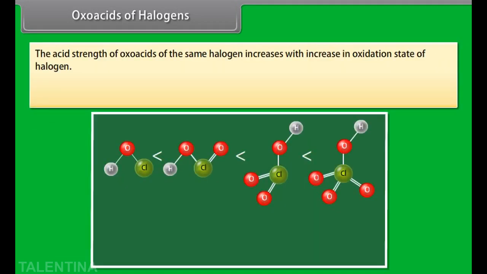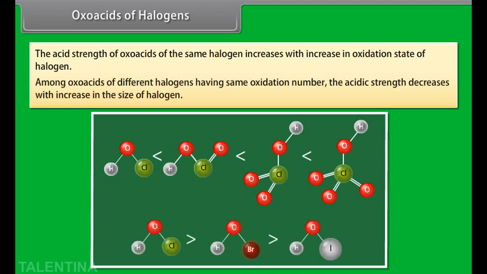The acid strength of oxoacids of the same halogen increases with increase in oxidation state of halogen. For example, the acid strength of different oxoacids of chlorine is in the order HOCl < HClO2 < HClO3 < HClO4. Among oxoacids of different halogens having the same oxidation number, the acidic strength decreases with increase in the size of halogen. For example, the acidic character of the hypohalous acid series is in the order HOCl > HOBr > HOI. The greater the size of halogen atom, the lesser will be its electronegativity, and hence the lesser will be the acid strength of the acid.